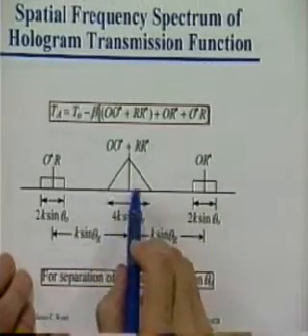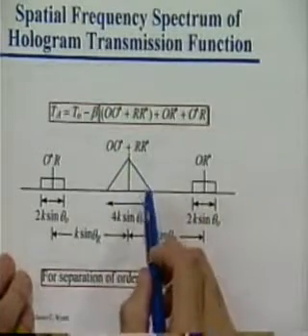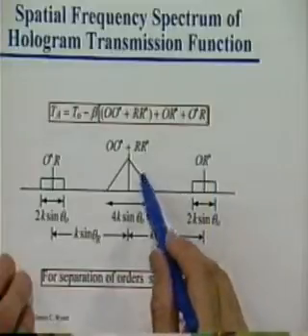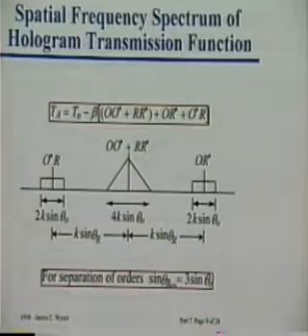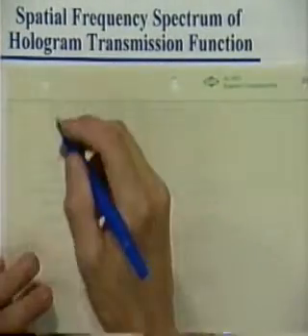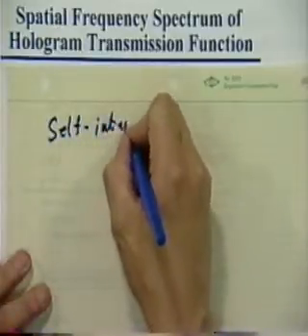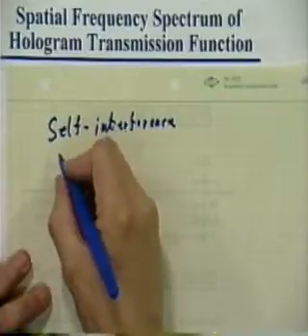So this is just reconstructing the interference of the object with itself. And these are called self-interference terms, or some books will call it intermodulation. Let me write that down. Called self-interference, or intermodulation.